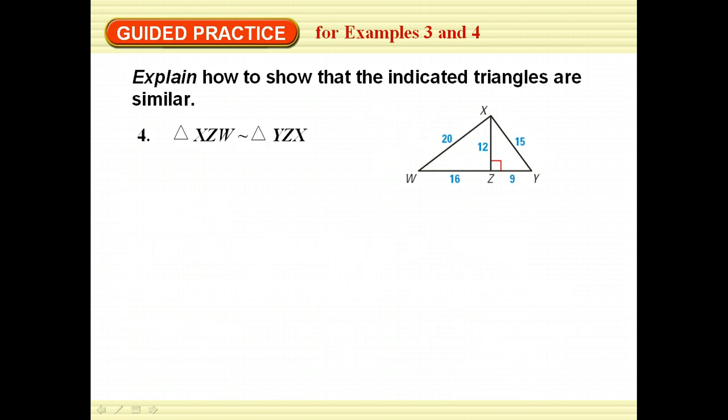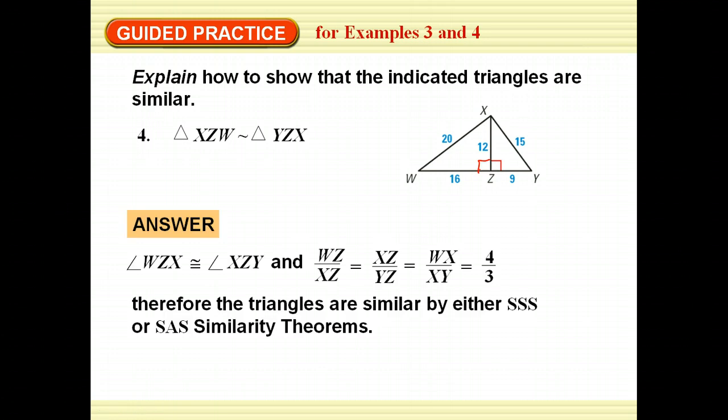We have one more guided practice here. We want to show that the indicated triangles are similar when we look at XZW. XZW, we're looking at this small right triangle here, and then YZX is this other triangle over here. So we need to see how we can do it. We can do this one actually either way. We have all the sides of all 3 triangles, but we also have at least one angle for both of the triangles. So we can do the similarity statement either by side side side or by side angle side.